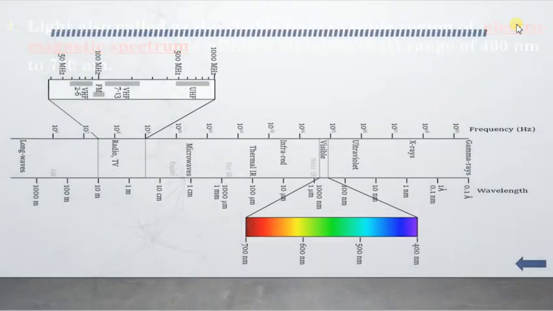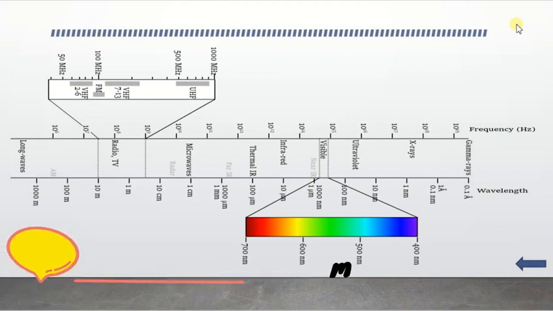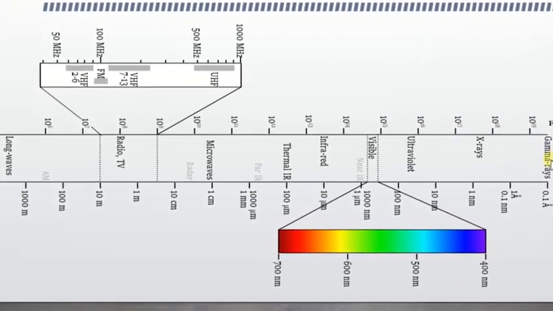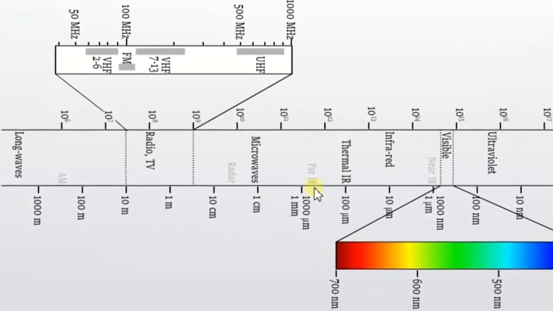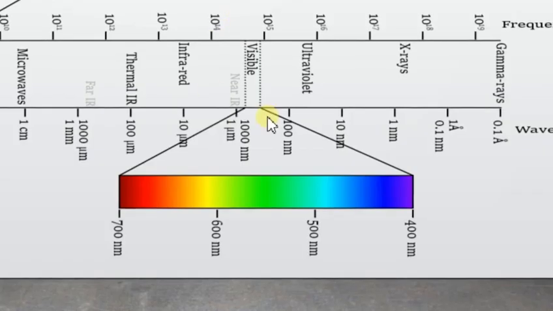This is an image of the electromagnetic spectrum, where I am giving the frequencies and wavelengths of different parts of light. In this spectrum you are able to see different kinds of things: gamma rays, X-rays, ultraviolet, visible, infrared, thermal, microwaves, radio, TV, long waves. So these are the different parts of the electromagnetic spectrum.